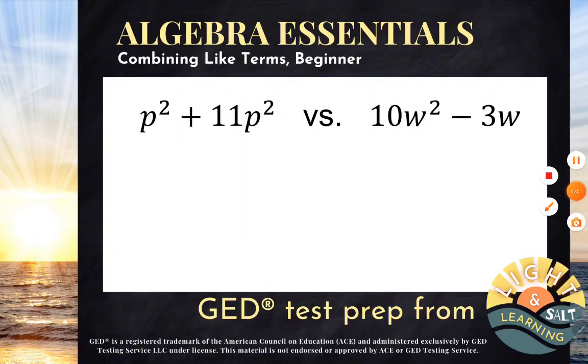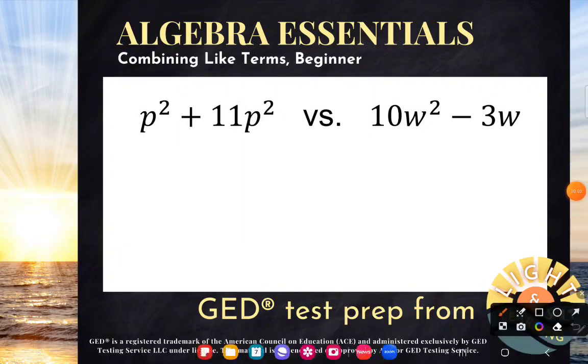Okay, algebra students, let's look at an example that a lot of students make a mistake on. So I want to compare two different problems for you. p squared plus 11p squared versus 10w squared minus 3w. So if you remember, we learned that we can only combine, meaning adding and subtracting, like terms.